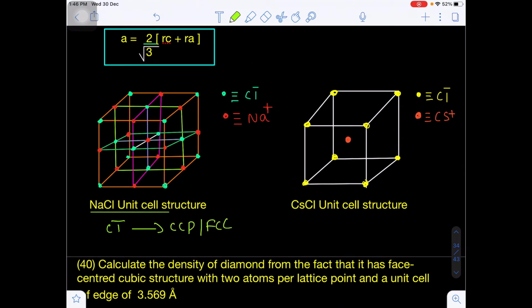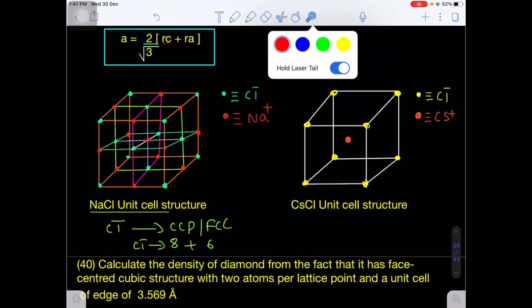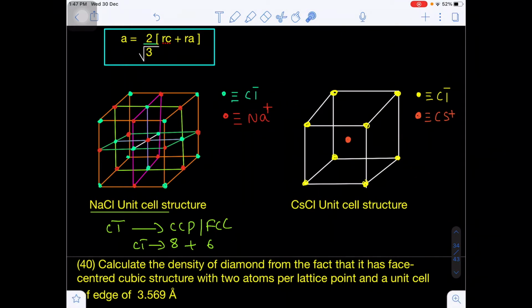What is the meaning of this one? That means 8 corners and 6 face centers, the Cl minus ions will occupy. So there are a total of 14 Cl negative ions located in one unit cell of NaCl. You see there are a total of 8 corners.